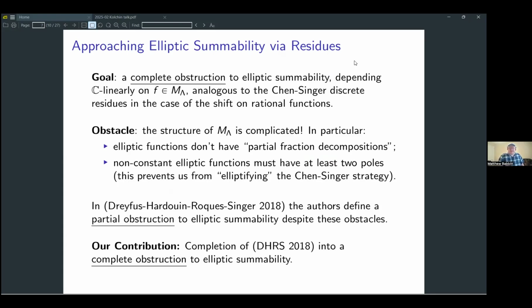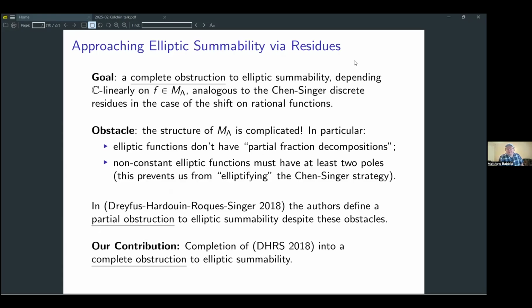Unfortunately, elliptic functions are complicated, right? In the rational case, we had partial fraction decompositions to utilize, but elliptic functions don't really have those, especially because partial fraction decompositions are expressed in terms of these 1 over z minus alpha things, right? Those have exactly one pole. And non-constant elliptic functions must have at least two poles, which prevents us from directly just elliptifying the Chen-Singer strategy. So it's not so easy to jump from the rational to the elliptic case.